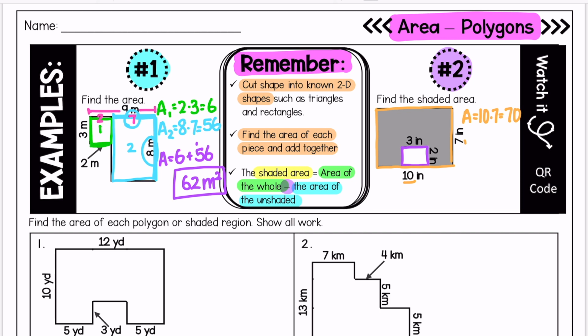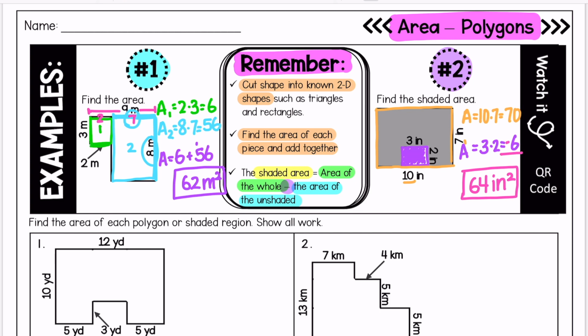Then I'm going to find the area of the piece, this little purple rectangle that we are taking out. The area is 3 by 2. I don't have to calculate any dimensions. They were given to me. It is 6. And then what you're going to do is subtract these 2. It's 70, take away that purple piece, which would be 64 inches squared. So with the shaded region, shaded area, you're going to be finding the area of the whole minus the area of the piece that you don't want.